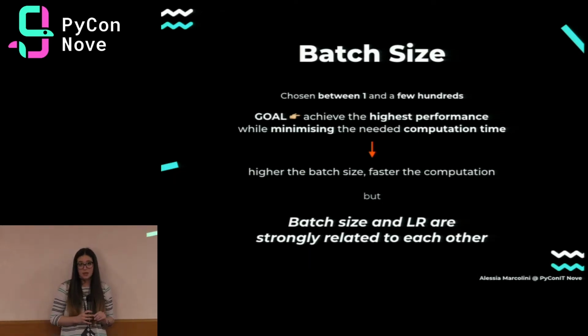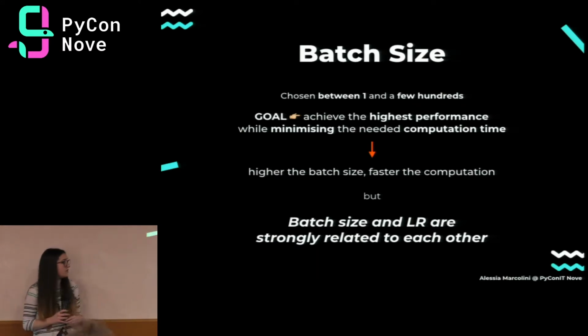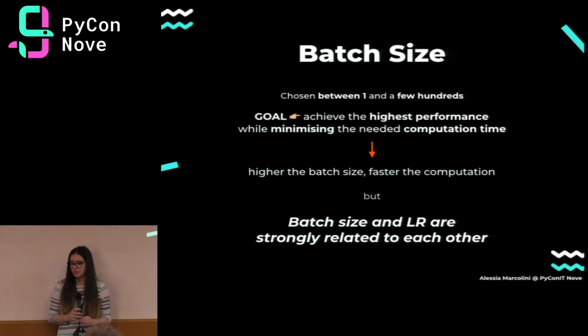The impact of your batch size is mainly computational. The higher the number, the faster the computation, because there are fewer weight updates per epoch. So our desire is achieving the highest performance while minimizing the computation time. A paper published in November 2017 shows that batch size is strictly correlated with the other super important hyperparameter we mentioned, the learning rate.